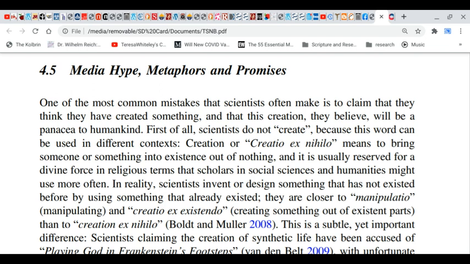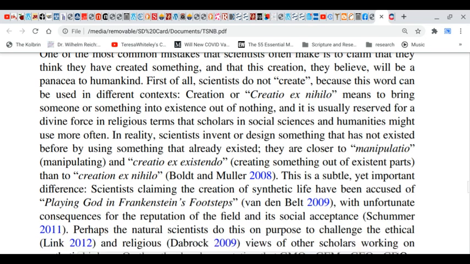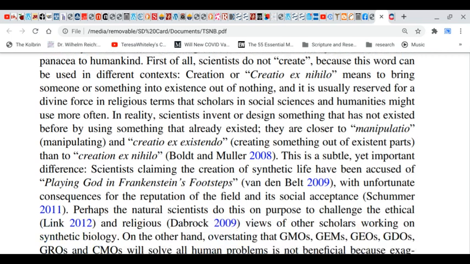They are closer to manipulating and creating something out of existing parts than creating out of nothing. This is a subtle yet important difference. Scientists claiming the creation of synthetic life have been accused of playing God in Frankenstein's footsteps, with unfortunate consequences for the reputation of the field and its social acceptance.